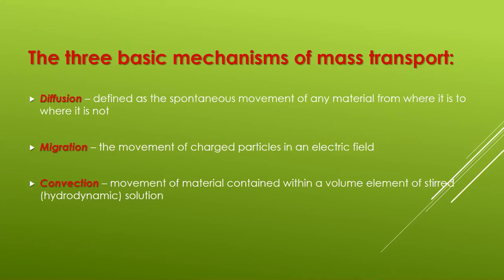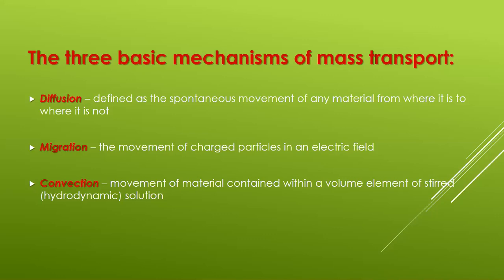Now, when we speak of migration, it's the movement of particles, but this time these particles are charged and the movement happens in an electric field. So this explains why this particular mechanism will not be covered in unit operation processes. So only the first and the third. The third, the convective mass transport, is the movement of material contained within a volume element of stirred solution.